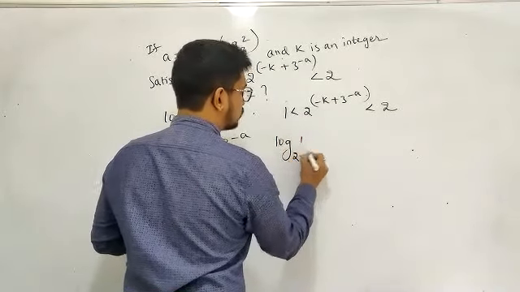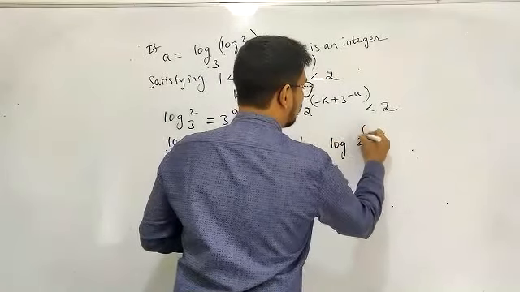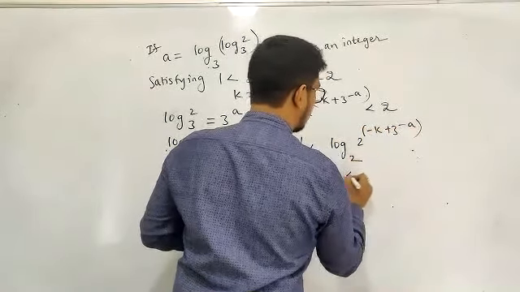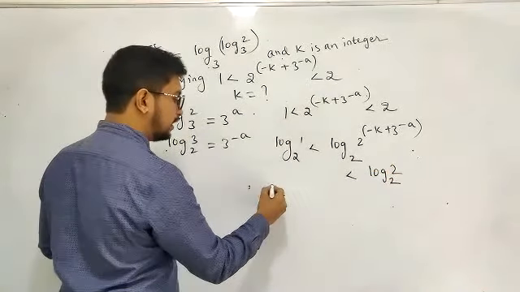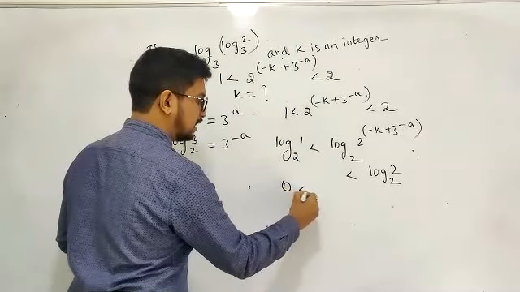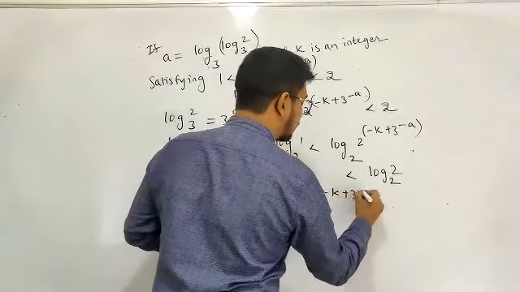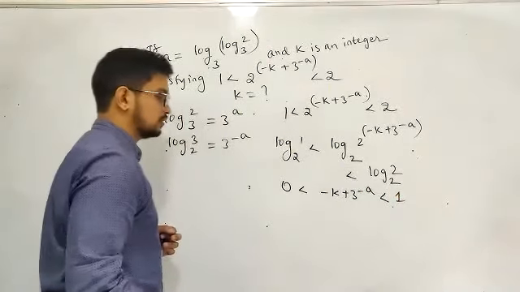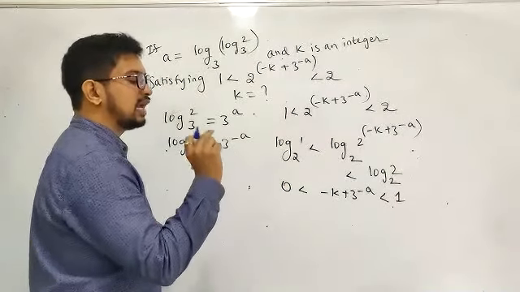So I'll apply it like this. Log 1 to the base 2 is less than log of 2 power of minus k plus 3 power minus a to the base 2, which is less than log 2 to the base 2. So we get 0 is less than minus k plus 3 power minus a, which is less than 1.